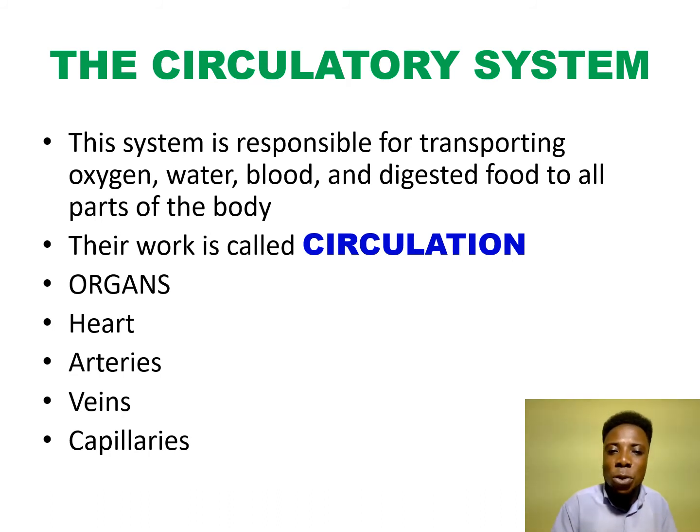The work the circulatory system does is called circulation. Now, which organs are part of the circulatory system? Which organs help to transport all the blood, all the food, all the water and oxygen to all parts of the body? The main organ for circulation is the heart.